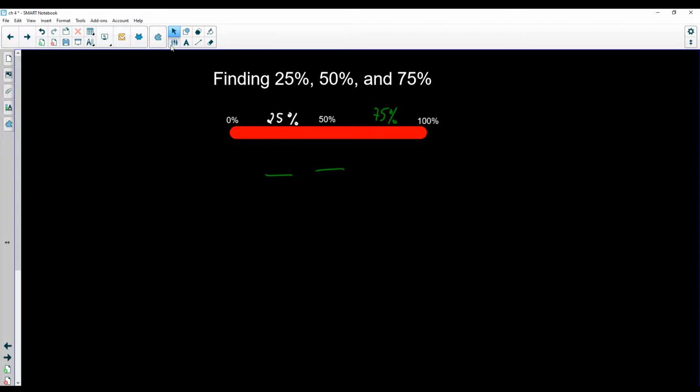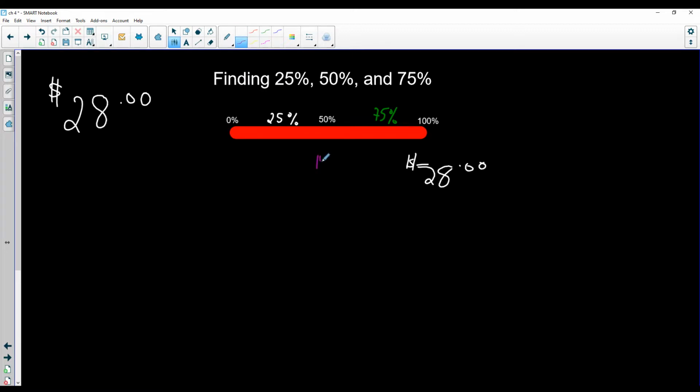So let's say that we've got a value of $28, and something's 50% off. Well, again, we can just place it out here that 100% of that value would be $28. How would you easily find 50%? Cut it in half. What's half of 28? Well, that's going to be $14.